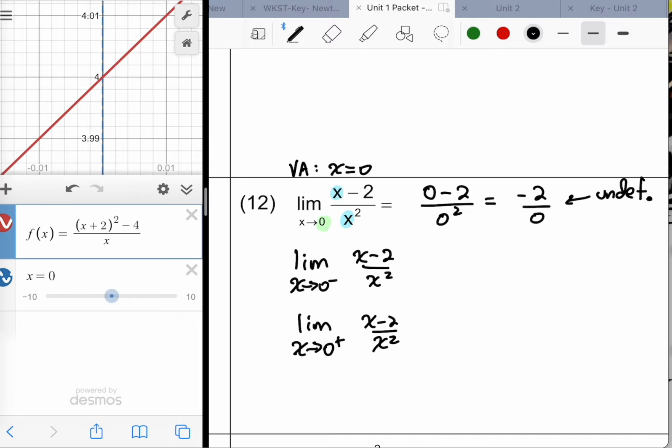So what I'll do here is find the limit as x approaches negative, and I'll pick something that's really close to 0, but on the left, let's say negative 0.1. So I'll say negative 1/10.